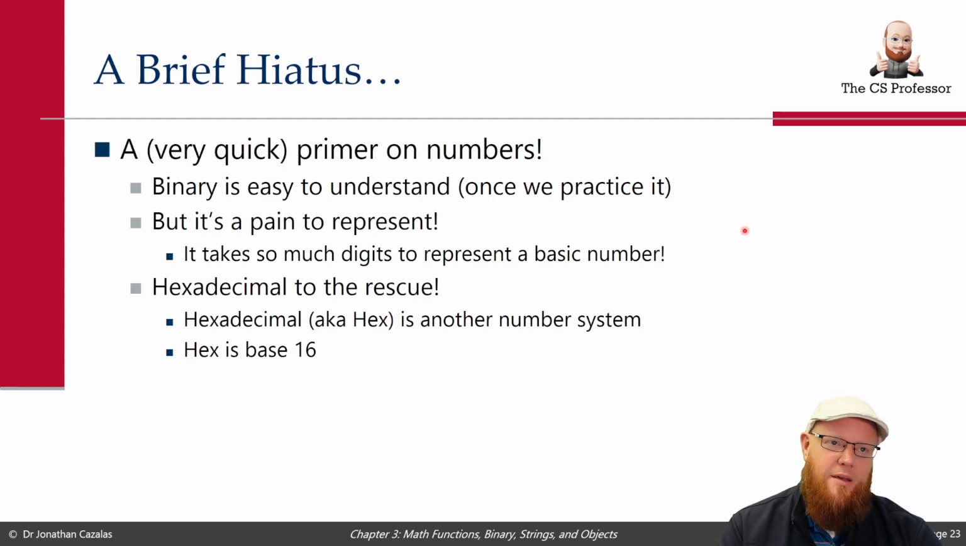I want to think about that. Decimal is base 10. What are the counting digits? 0 to 9. Binary is base 2. What are the counting digits? 0 and 1. Even octal. Octal is another counting system. It's base 8. What are the counting digits?